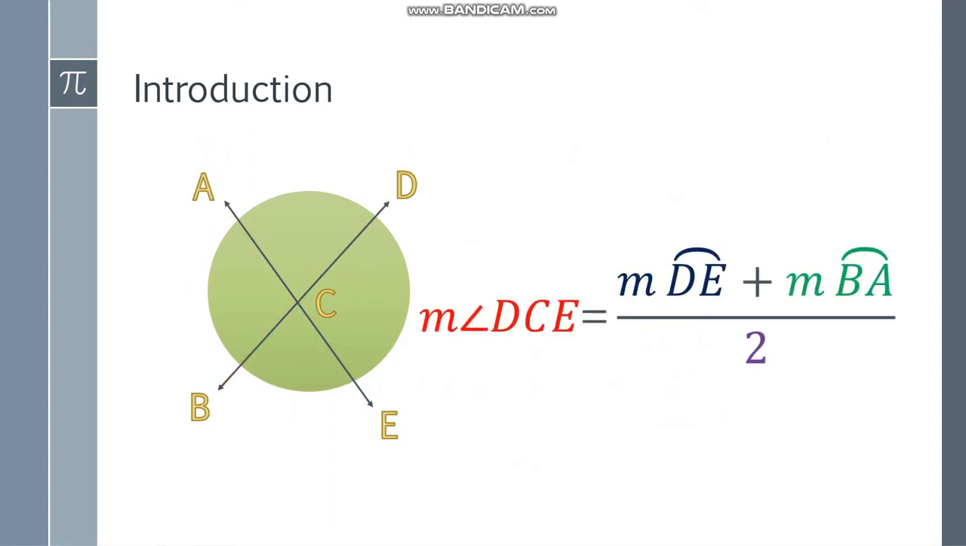Now, the formula that we are going to use, if you want to find the measure of the angle DCE, will be the measure of arc DE plus the measure of arc BA, and the answer to that one, you have to divide it by 2.